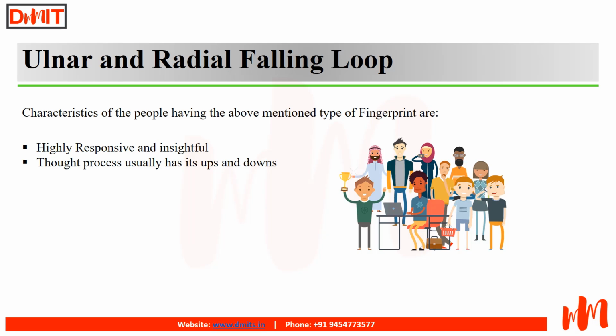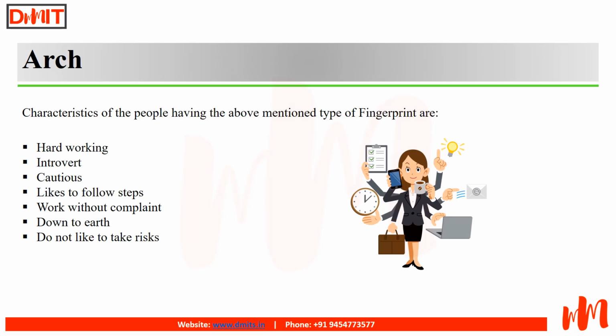Next is arc. So the people having arc type of fingerprint are generally observed to be hardworking, introvert. They are cautious towards things. They like to follow steps. They work without any complaints. They are considered to be down to earth individuals, and they do not like to take risks. These are the general traits that are observed in such people, that is the people having arc type of fingerprint.